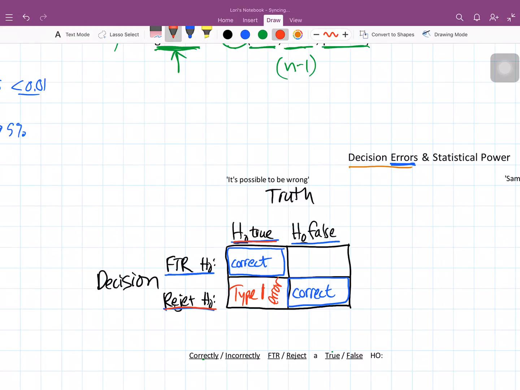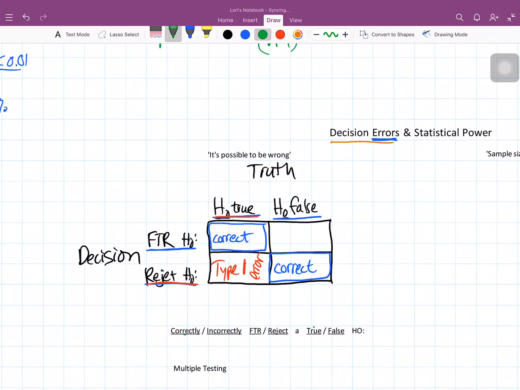The other situation happens when we fail to reject the null hypothesis, but it was false. It should have been rejected. This is called a type 2 error. We make a type 2 error when the null is false, but we somehow weren't able to reject that. So let me map these down here at the bottom.